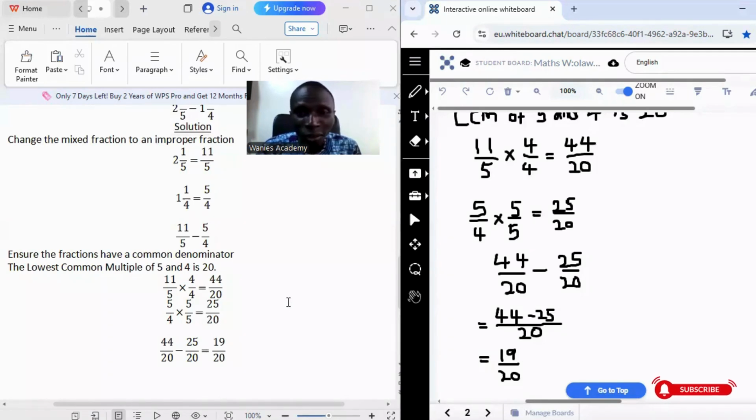So that will be all for today's class. In our next class, we're going to look at the real-life applications of fractions.